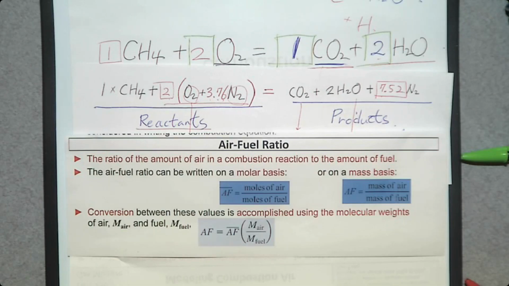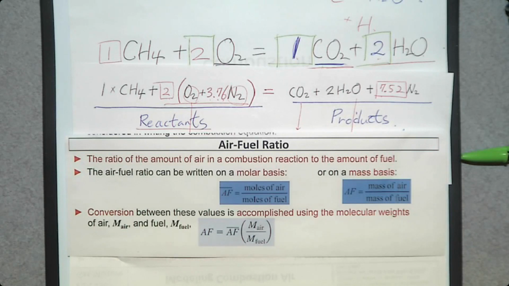And how can you determine this air-fuel ratio on a molar basis? It's pretty simple. How many moles of fuel? 1. How many moles of air? Oh, wait. This is air. So we have 2 moles of oxygen and 7.52 moles of nitrogen. So altogether, 9.52 over 1. Okay? So we studied the balanced reaction equation for oxygen and the balanced reaction equation for air.